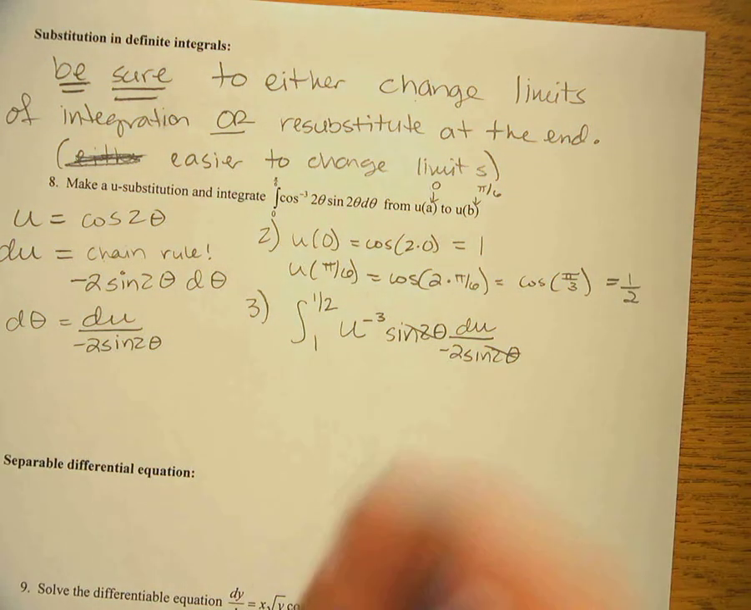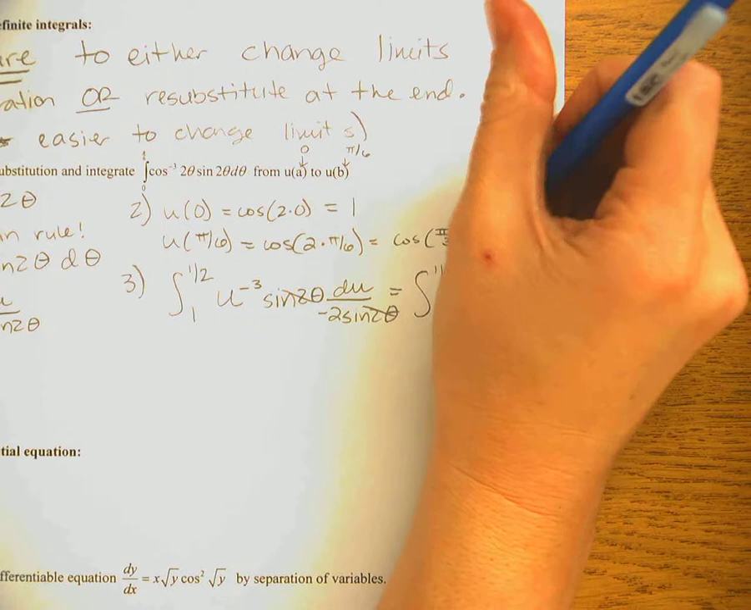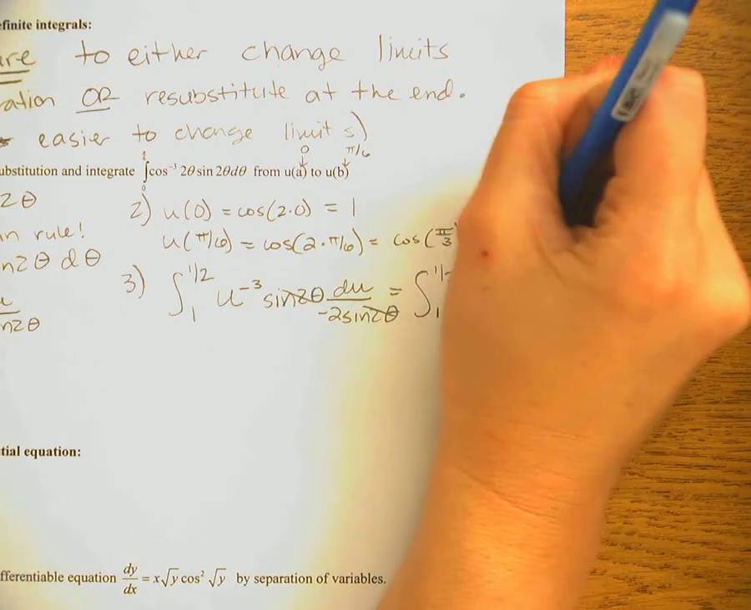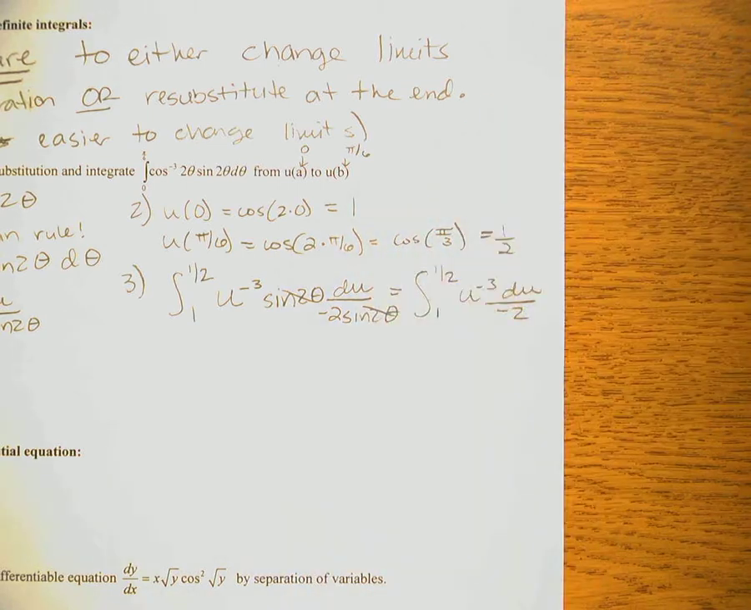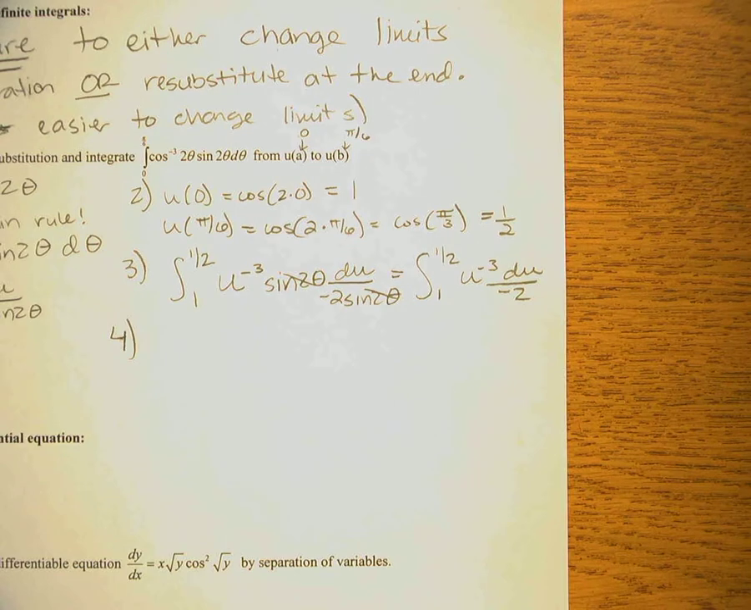So those are going to cancel out, and I'm going to be left with the integral from 1 to 1/2 of u to the negative third du, divided by negative 2. I guess I'll just leave it there. For step 4, I'm going to go ahead and integrate.